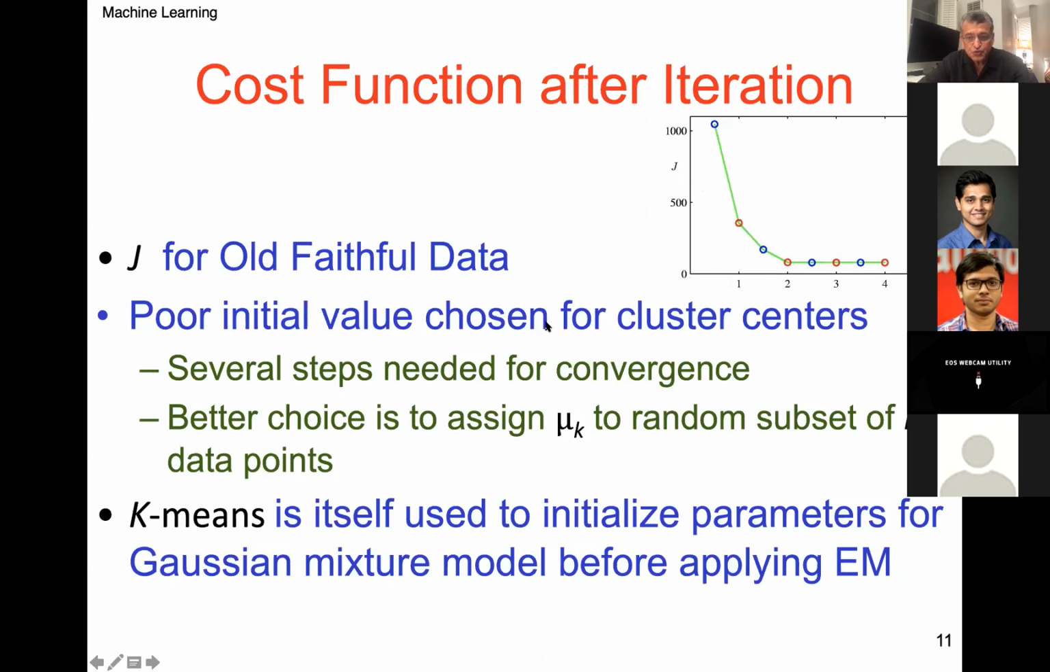Poor initial values were chosen for the cluster centers, so several steps were needed for convergence. They purposely chose some poor initial values, so it takes a longer time. A better choice is to assign mu k to a random subset of k data points. And k-means itself is used to initialize parameters for a Gaussian mixture model before applying EM.